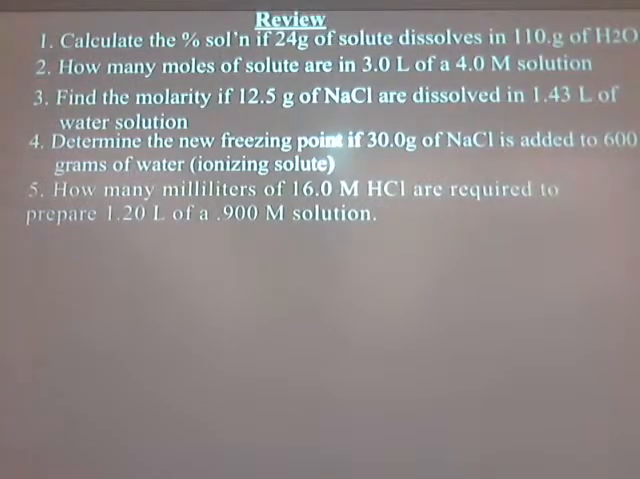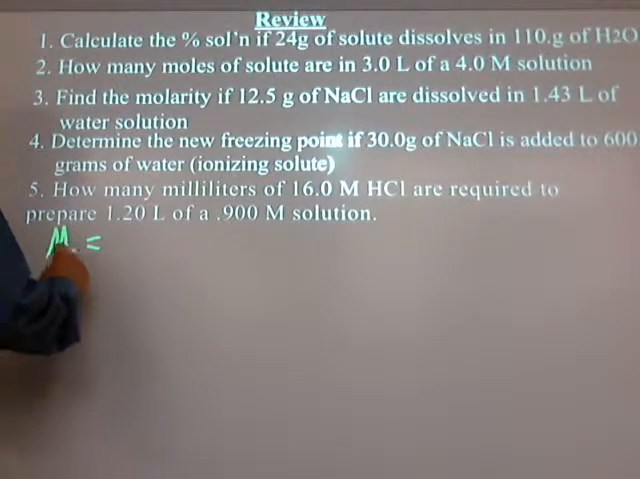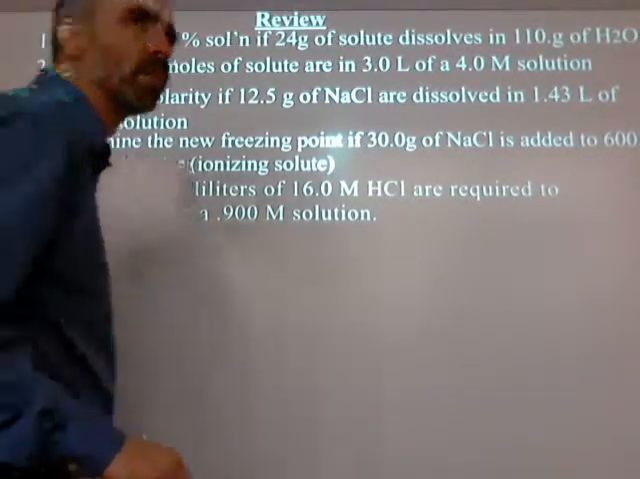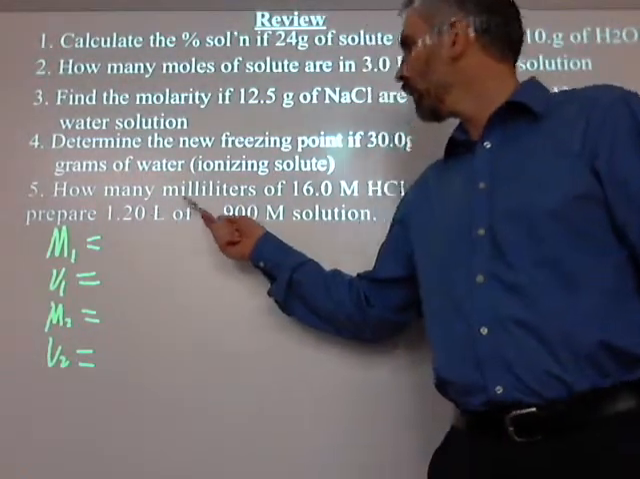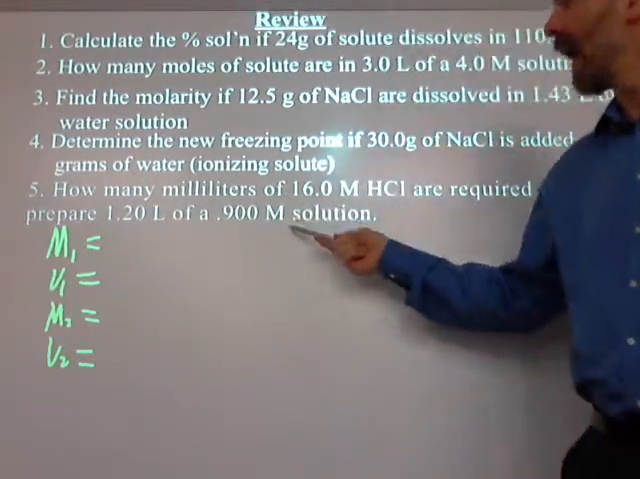Now, I also have a dilution problem on here. There'll be a dilution problem on the test. You know what to do on those. M1 V1 equals M2 V2. Now you have to read. These are very important to read correctly. How many milliliters of this concentration are required to prepare this many milliliters of that concentration?